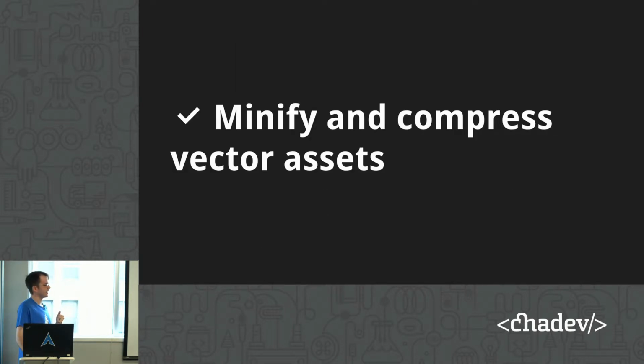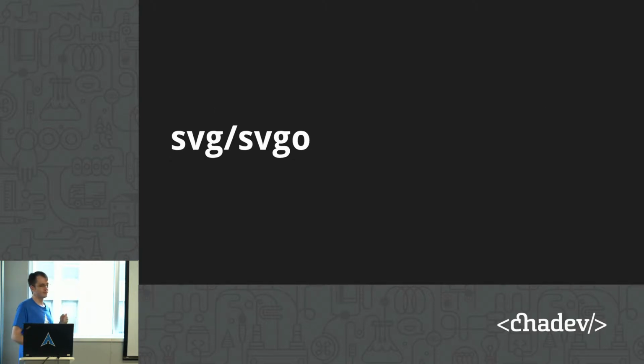And I think this one kind of goes without saying, but compress your vector assets. There's tools for that. SVGO is one of them. This applies something like a dozen different optimizations to your vector file. It'll clean up empty attributes and remove hidden elements, so on and so forth. Definitely take a look at that if you're dealing with vectors.